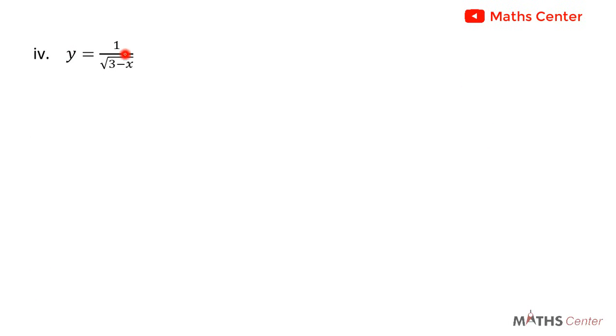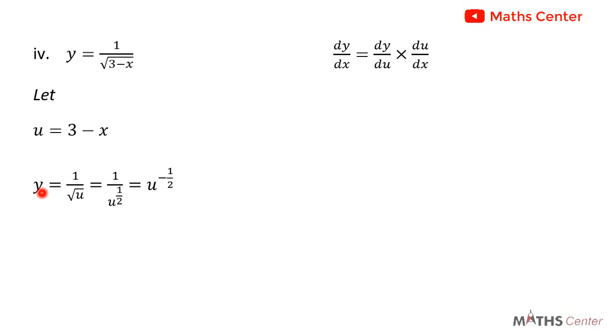We have y is equal to 1 divided by square root of 3 minus x. Here too we can use the chain rule. Always make what is under the square root sign u. Okay. So here what is under the square root sign is 3 minus x. So we will let u be equal to 3 minus x. When we do that, we can write y as y is equal to 1 divided by square root of u, which can be written as 1 divided by u exponent half, which is u exponent negative half from indices.